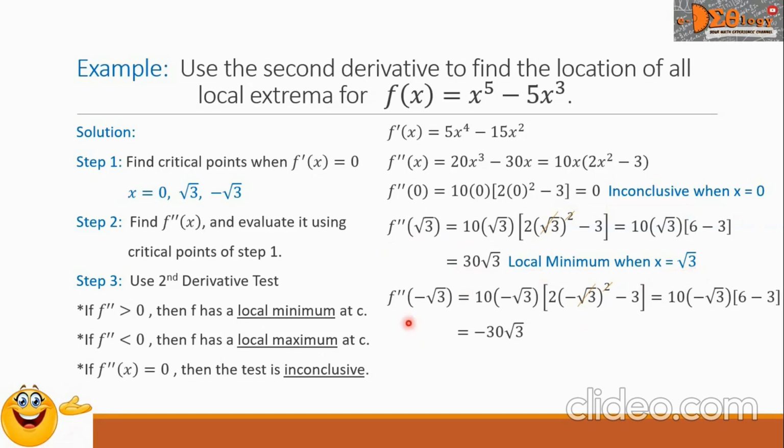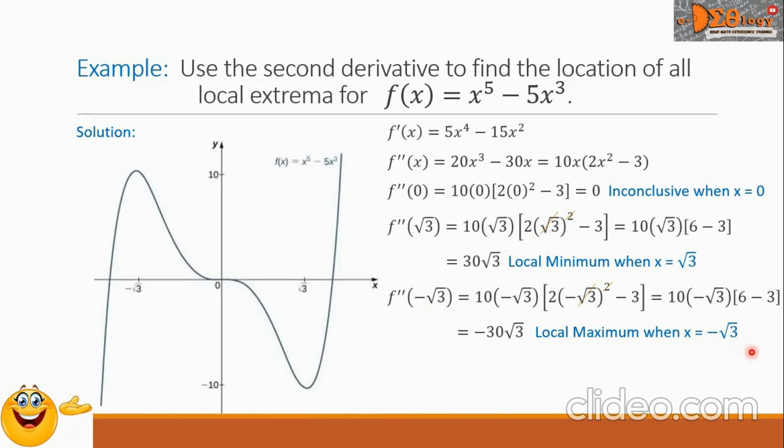For the third critical point, we have here f double prime of negative square root of 3, and we found out that the answer is negative 30 square root of 3. Since this is negative, we say that there is a local maximum when x equals negative square root of 3.